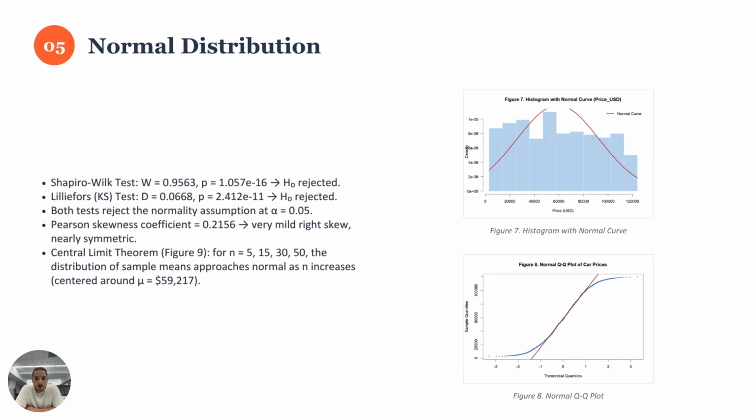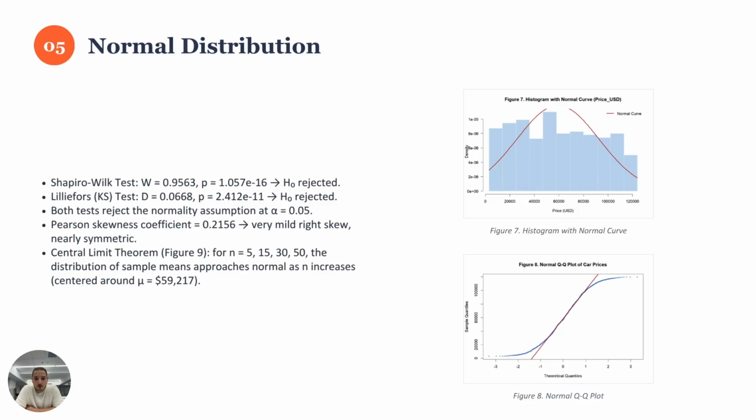Here we tested if price follows a normal distribution. As you can see in figure 7, the normal curve does not match the real histogram shape. And in the Q-Q plot in figure 8, points move away from the line at the ends. Both the Shapiro-Wilk and Lilliefors tests gave very small p-values, so both reject normality. Pearson skewness coefficient is 0.2156, a very small right skew, almost symmetric, but not normal.